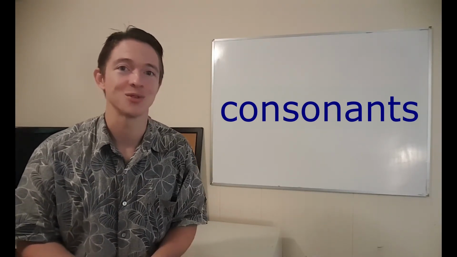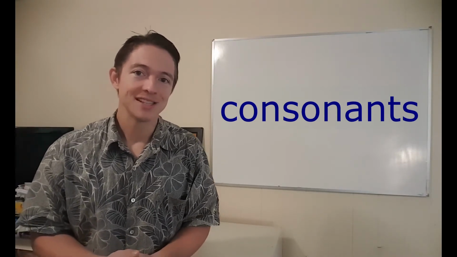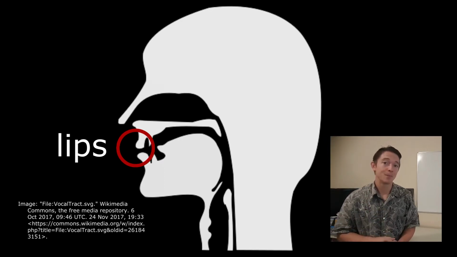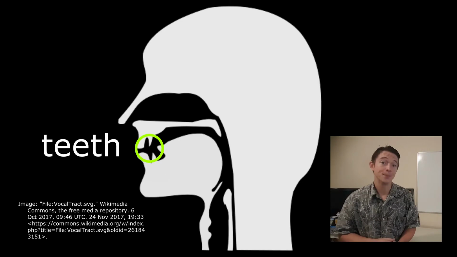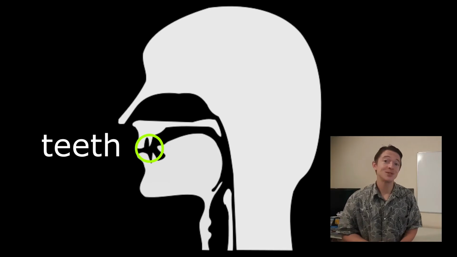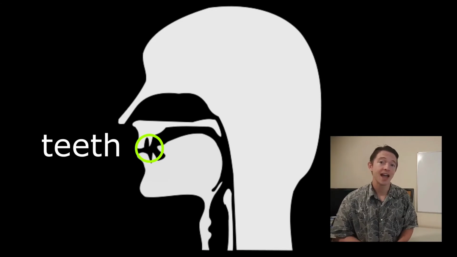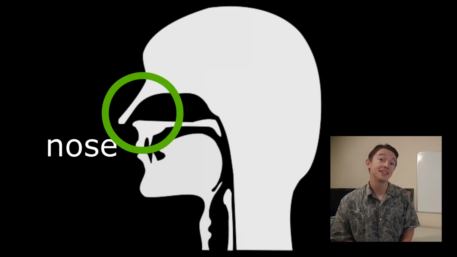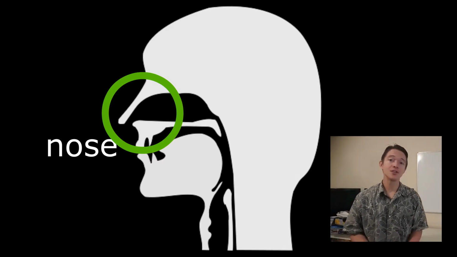Sometimes we just move parts closer. You probably already know some of the parts of the mouth. We have two lips for sounds like p, b, and m. There are top teeth and bottom teeth. You use your top teeth and bottom lip for sounds like f and v. Of course, you have a tongue for sounds such as t, g, and l, and a nose. And n and m come out of your nose.